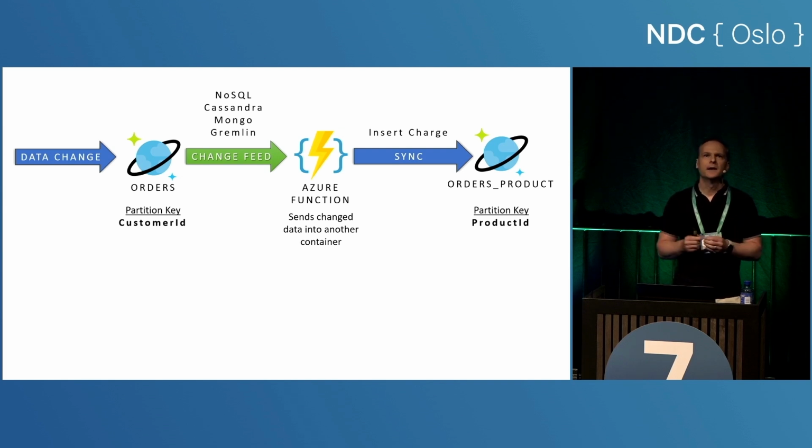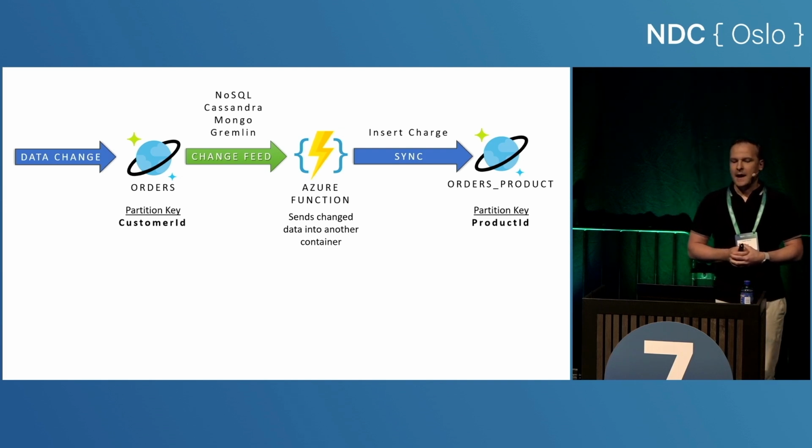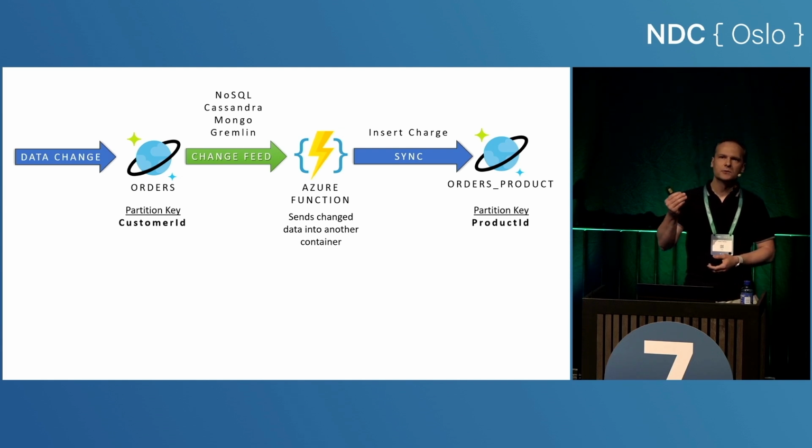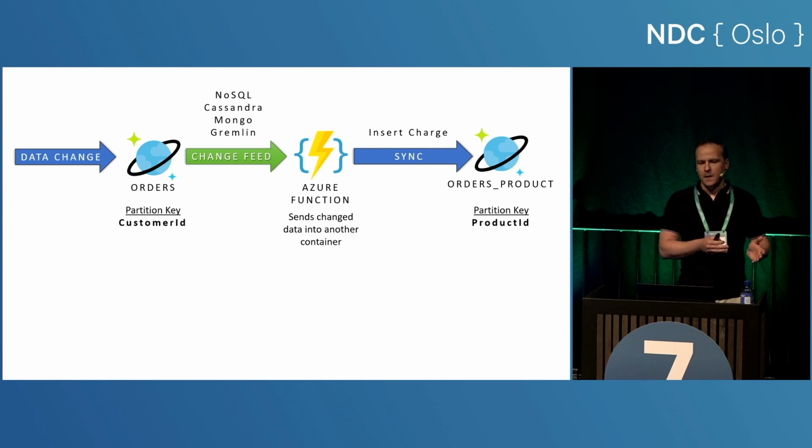We are really duplicating the data in two places here. Depending on what we are trying to do, we can hit the orders collection and get our data, or we can get the data from the orders underscore product. And change feed is going to be able to duplicate our data automatically here. Change feed is very close to CDC in SQL Server, if you are familiar with that. Whenever data changes, change feed tracks that, and it is available in the NoSQL API, Cassandra API, Mongo API, and Gremlin API.